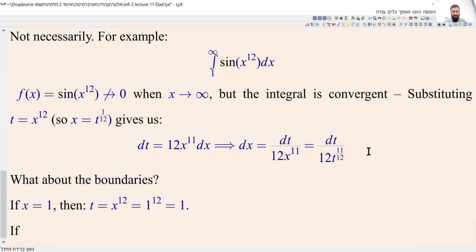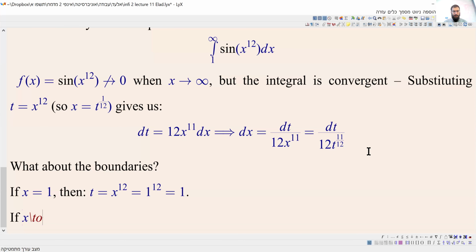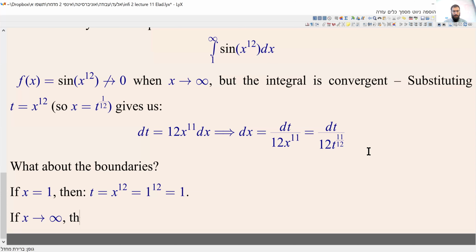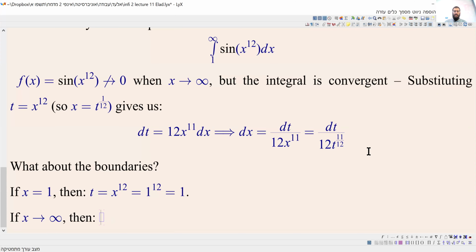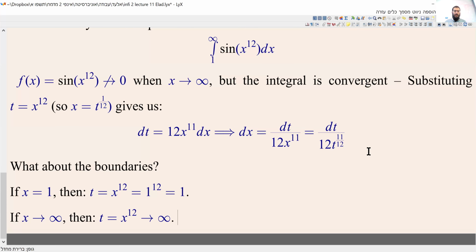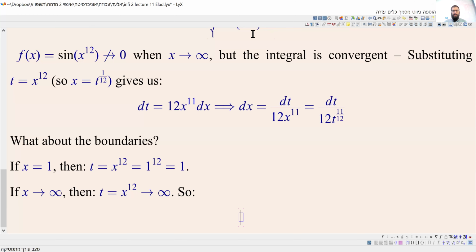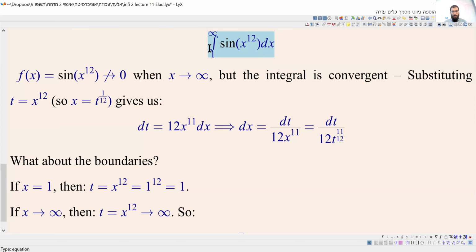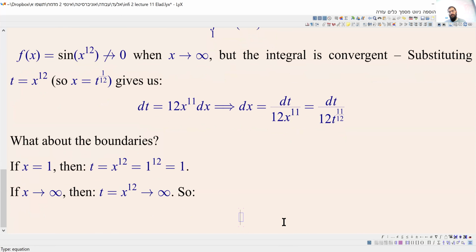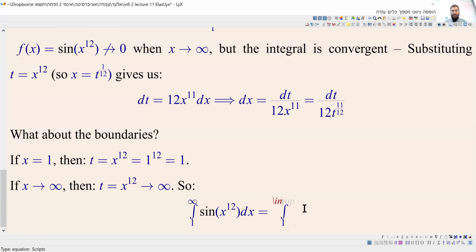If x goes to infinity, then t, which is x to the power of 12, goes to infinity as well, right? As x goes to infinity, t goes to infinity as well. And so, what is happening? Substituting into our integral, we get the integral from 1 to infinity of sine of t, multiplied by dt, over this nice little 12.